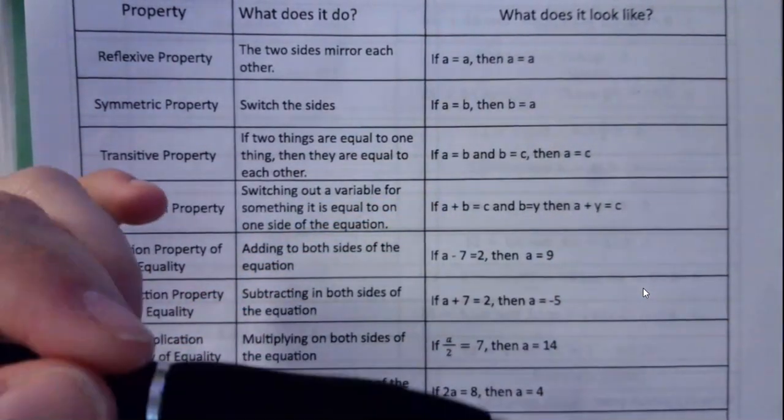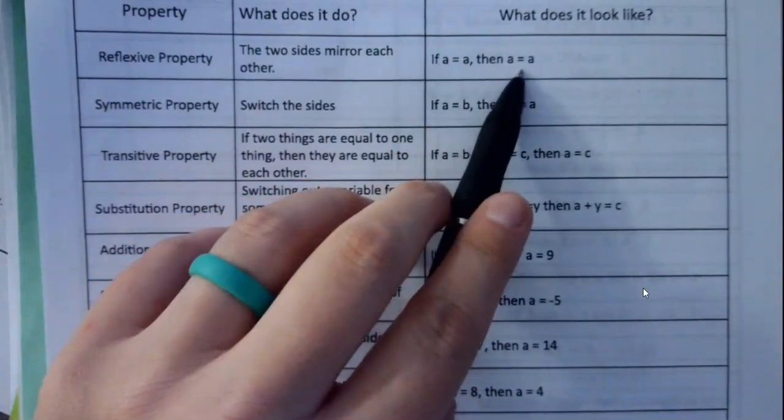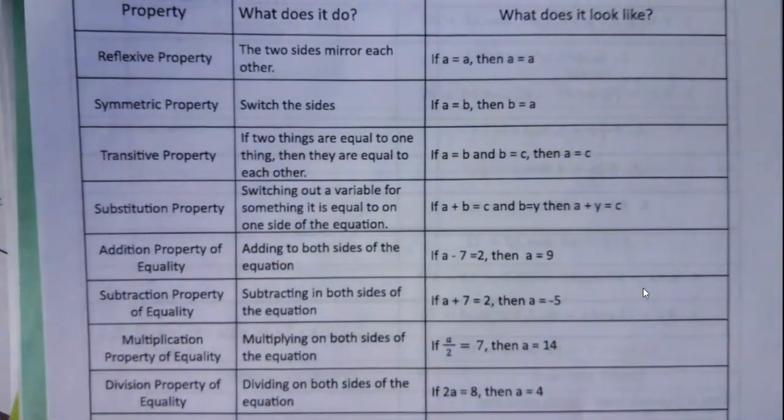So all these are in conditional statements. So if A equals A, then A equals A. All right. Well, that's reflexive property. It's the exact same on both sides.